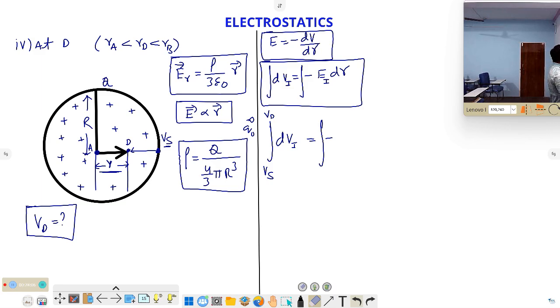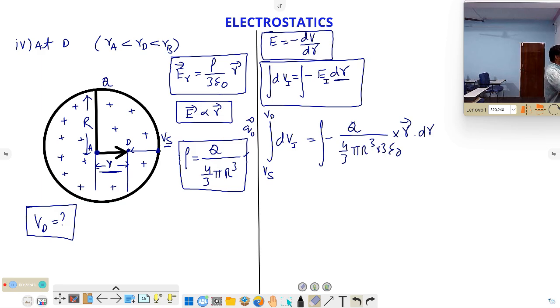What is E, the electric field? The electric field formula we already discussed: rho by 3 epsilon naught r, which I can write as 1 by 4 pi epsilon naught, and so on. What is rho here? Rho is equal to q by 4 by 3 pi capital R cube, and in the denominator we have 3 epsilon naught into r, which is a vector here, and again we have dr.